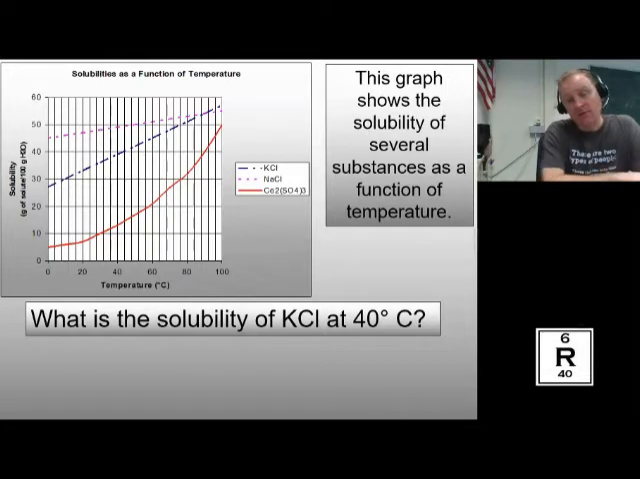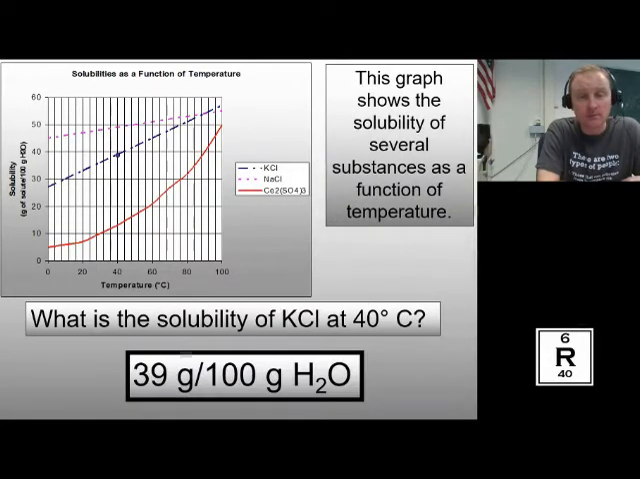So looking at this graph, just a quick question. What is the solubility of potassium chloride at 40 degrees Celsius? So just practice reading graphs and charts here. At 40 degrees Celsius, the potassium chloride would be right about there. And I estimate it to be about 30 grams per 100 grams of water. 30 or 39 grams per 100 grams of water would be our solubility. So that's how you would read graphs like this.